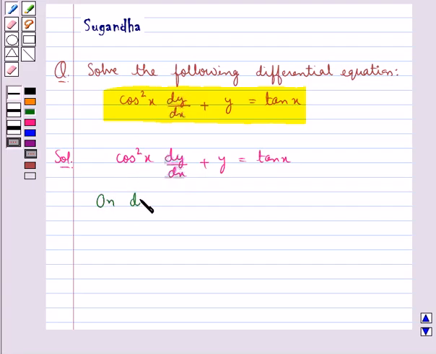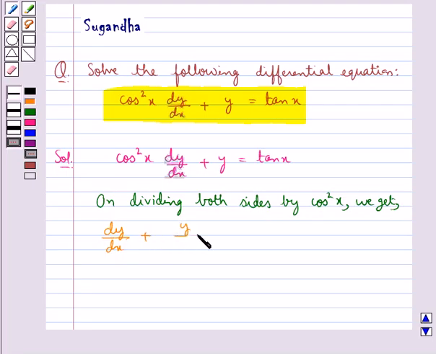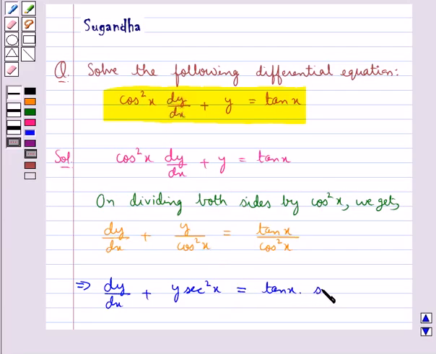Now, on dividing both sides by cos square x, we get dy by dx plus y upon cos square x is equal to tan x over cos square x. This can also be written as dy by dx plus y sec square x, since we know that 1 over cos square x is sec square x, equal to tan x into sec square x. Let this be equation 1.